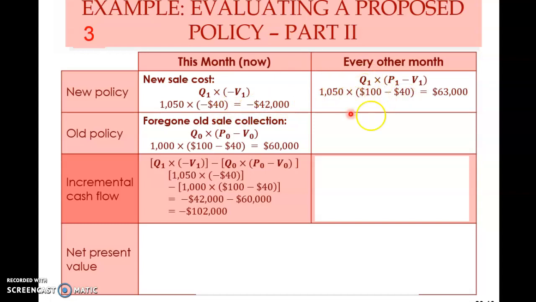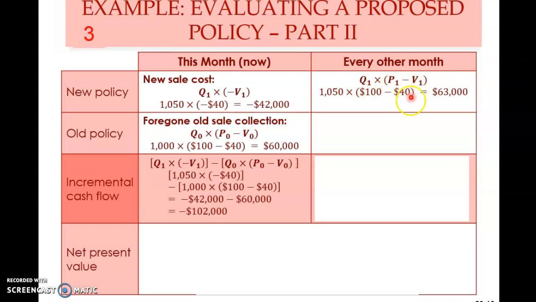All right. Now, when you collect 1 month later, you also make another sale. You make another sale because the sale unit is 1,050 per month. So at the end of the first month, you make the sale for the second month. You collect for the first month, but you also make the sale for the second month. So there will be a cost. You collect for the first month's sale, but you also incur the cost for the second month sale.